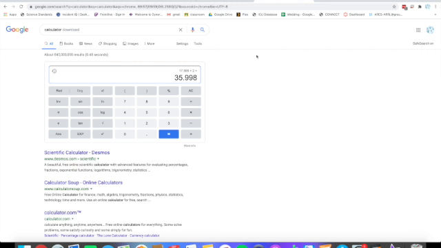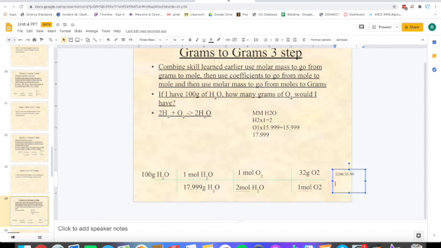So 3,200 divided by 35.99 is 88. We'll round it to 88.9. So 88.9, and that's going to be grams of O2 because that is what we were looking for, grams of O2.